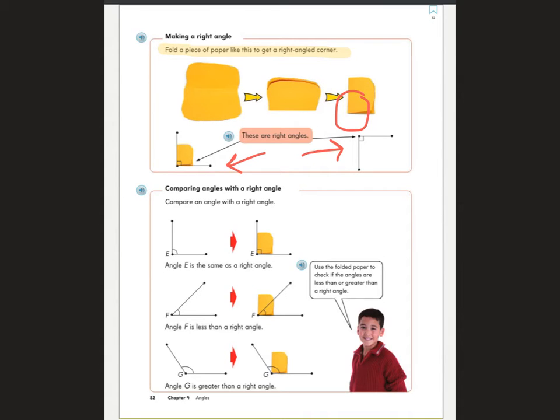Now, once you have your piece of paper folded, you can hold it up to the angle shown at the bottom of page 82. You'll notice, if you folded your paper correctly, that your paper should fit perfectly inside of angle E here at the top of the next box. You'll notice for angle F, this angle is smaller than your piece of paper, and angle G is bigger than that 90-degree angle. So your piece of paper isn't big enough to fit inside that corner. We're going to learn what we call those different types of angles in a future lesson.